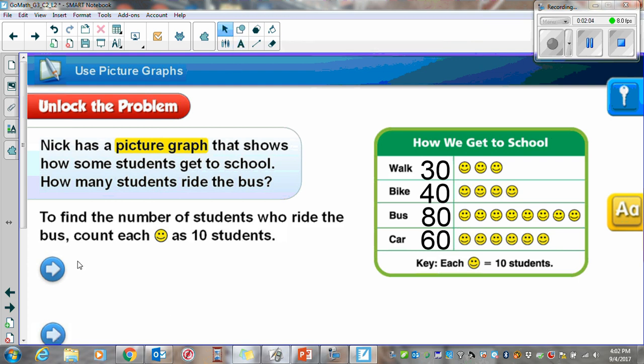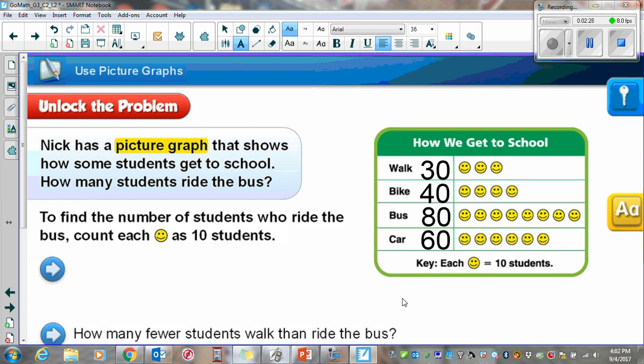So if we look down here at our problem, it says how many fewer students walk than ride the bus. And when we see how many fewer, we know that we are going to need to subtract. And the two numbers that we're going to need to look for will be the number of students who ride the bus and the number of students who walk. And we see up here that the number of students who ride the bus is 80. We have 80 students who ride the bus, and the number that represents the students who walk is 30. So there are 30 students who walk and 80 students who ride the bus.